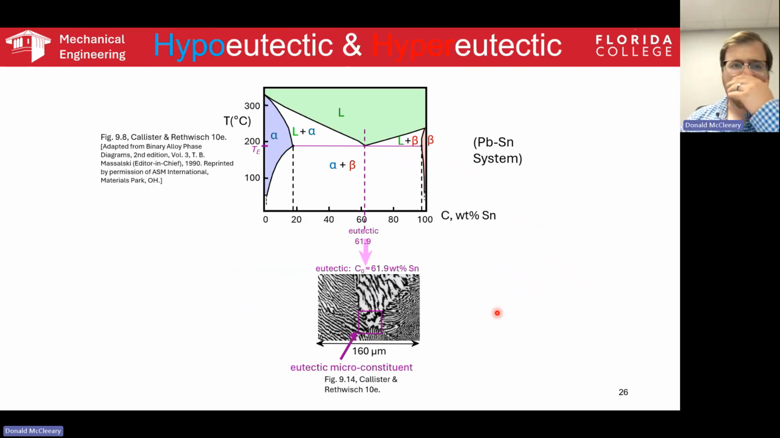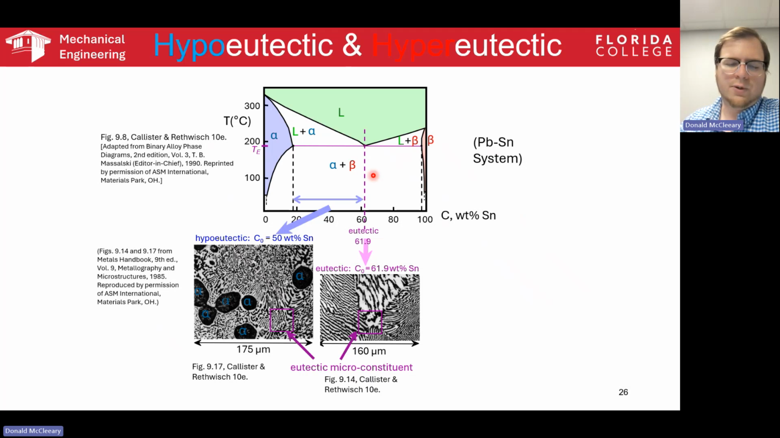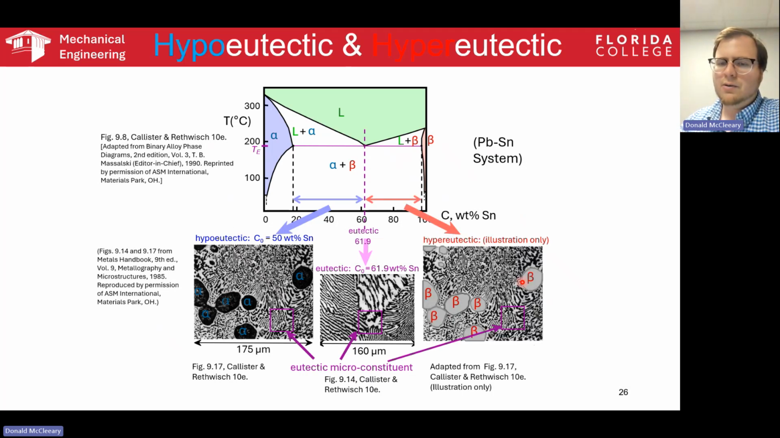Okay, so we need to talk about the difference between hypoeutectic and hypereutectic. Hypoeutectic just means that in terms of concentration, you're below the eutectic point, so you're to the left of the eutectic point. Hypereutectic means you're to the right of the eutectic point. So it depends on how much concentration of selenium you have in this specific case. So boom, we got hypoeutectic. So here's our laminar structure with our blobs of alpha phase. And then on the other side, we've got our laminar structure with our blobs of beta phase. Right in the middle, we have our sweet spot where we have only our laminar structure or lamellar structure.